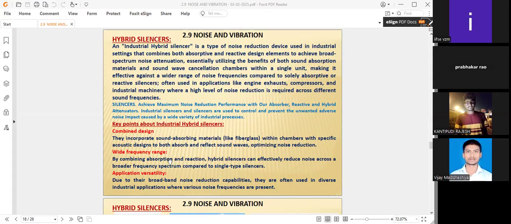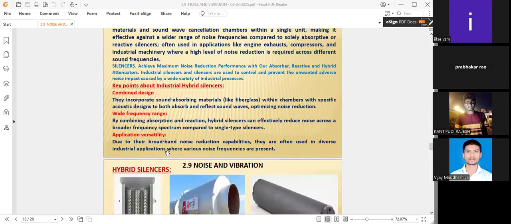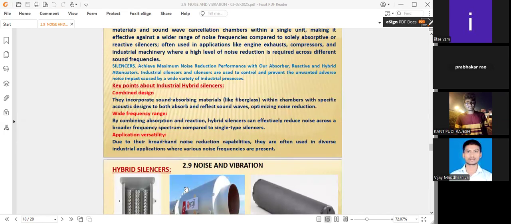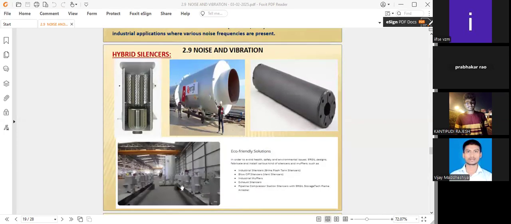The noise reduction will be taken care of simultaneously. Therefore, it is an advantage: not only is noise reduction taken care of, but once absorption is there, emitting heat is also less compared to the reactive and absorptive silencers. Applicability and versatility are greater. Wherever you want, you can apply them. These are the hybrid silencers.